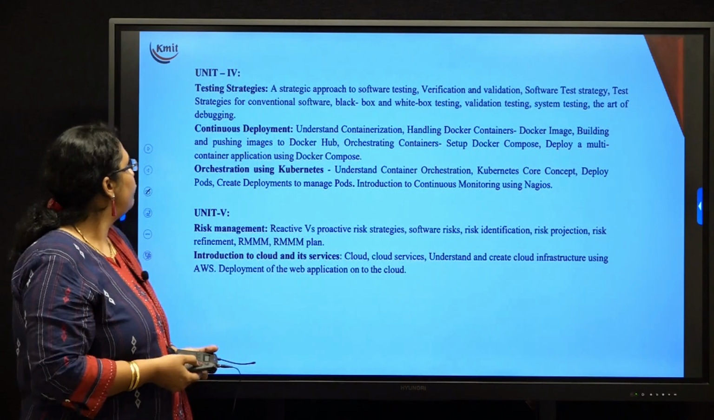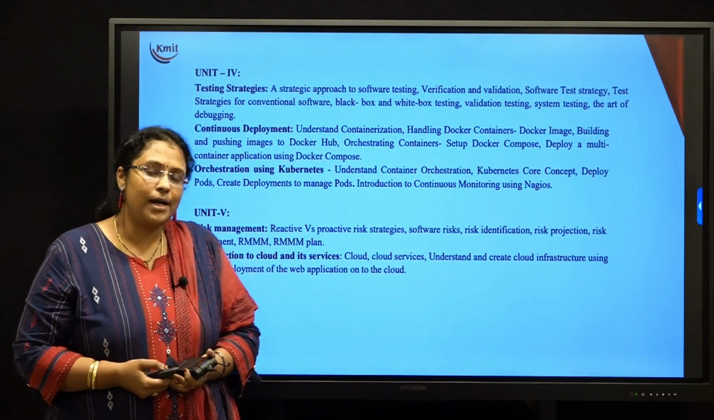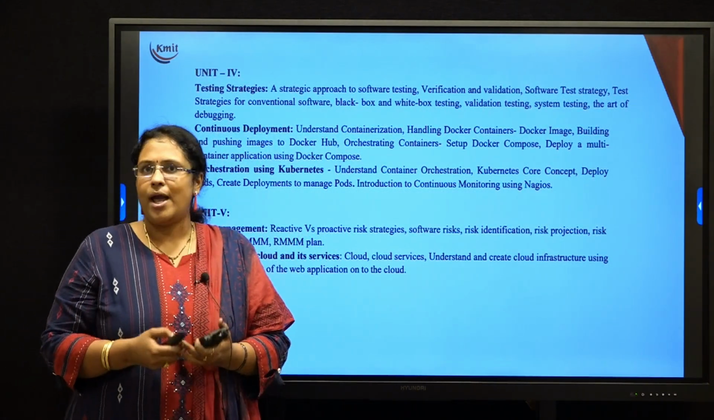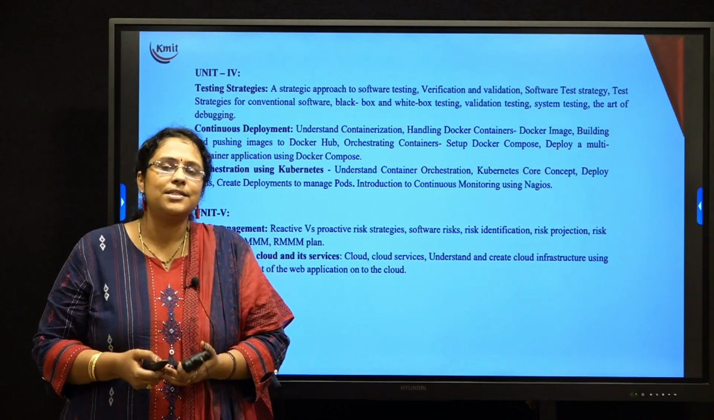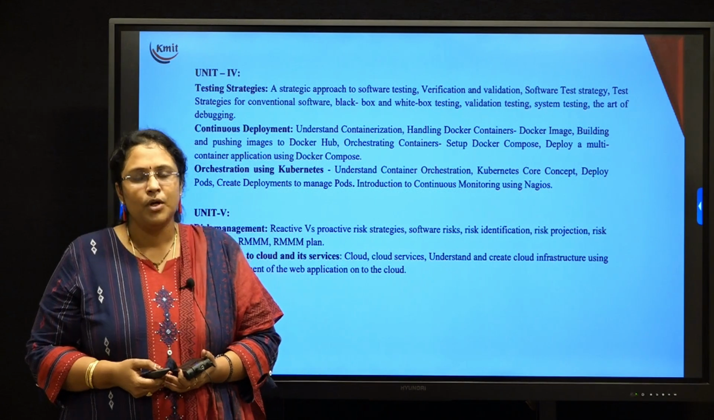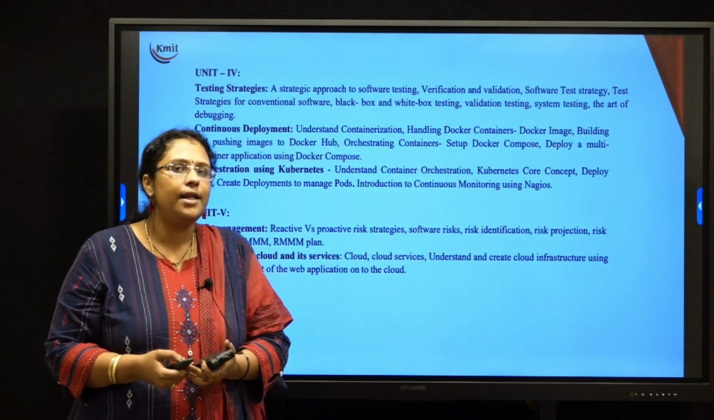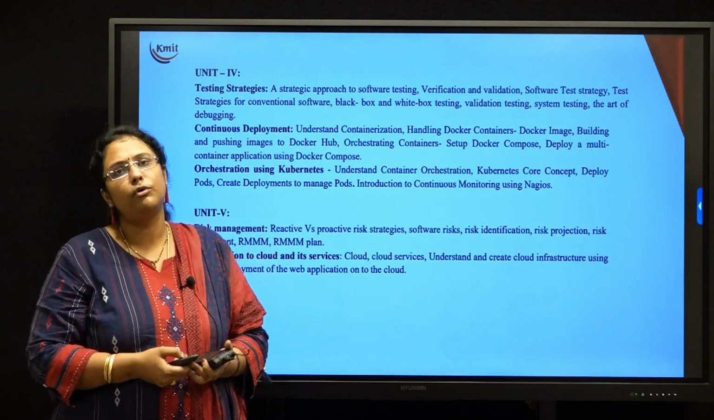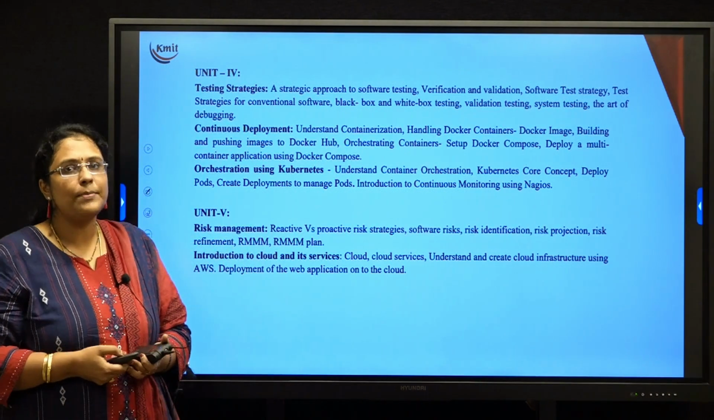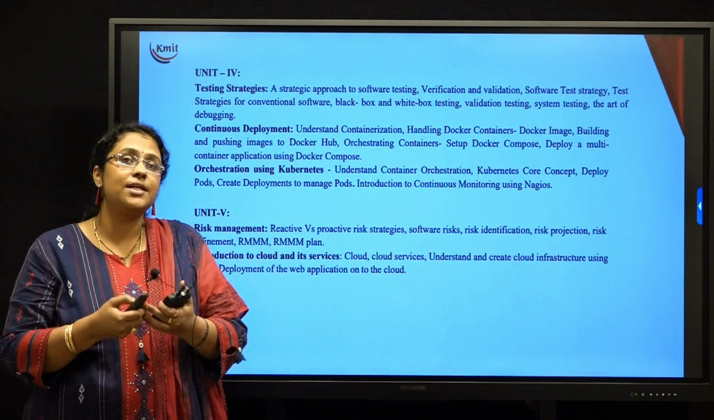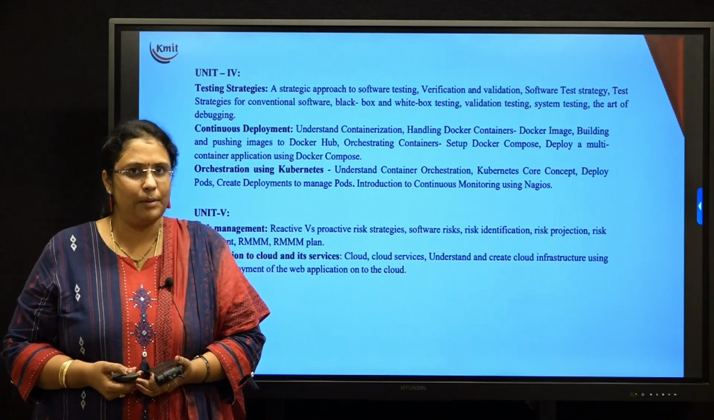Now coming on to the 4th unit, we will be talking about the testing strategies. Any product that you develop, let it be a software product or a hardware product, testing plays a very, very important role. Without testing, you cannot release that product into the market. So in the 4th unit, we will be talking about the various testing strategies. What is testing? How many types of testing are there? Which testing is done in which level of software development?